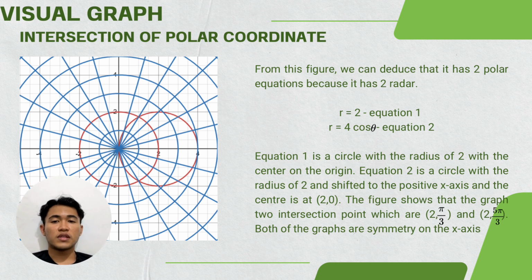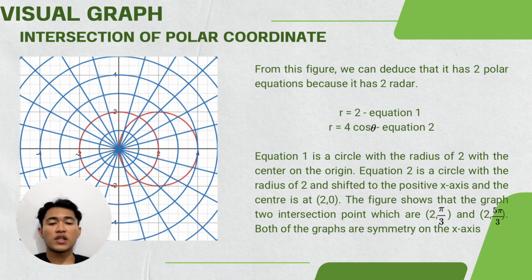Okay, the graph is the intersection of polar coordinates. As you can see here, we have two circles, and the first circle has the equation r equal to 2, and the second circle has the equation r equal to 4 cos theta. Equation 1 is a circle with a radius of 2, and the center of the circle is at the origin of the graph. And equation 2 is a circle with also a radius of 2, but the center of the graph is shifted to the right at (2, 0).